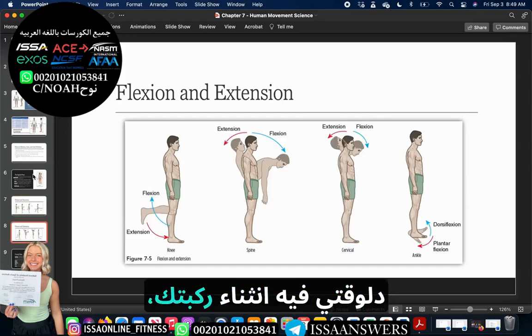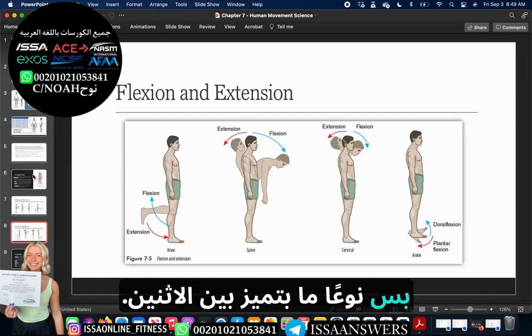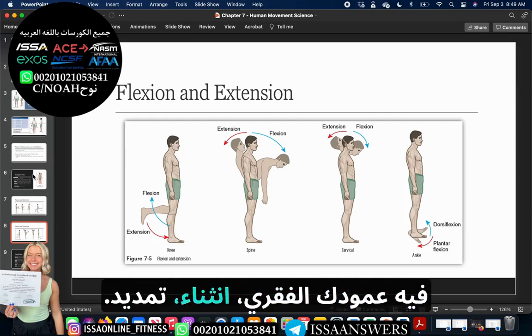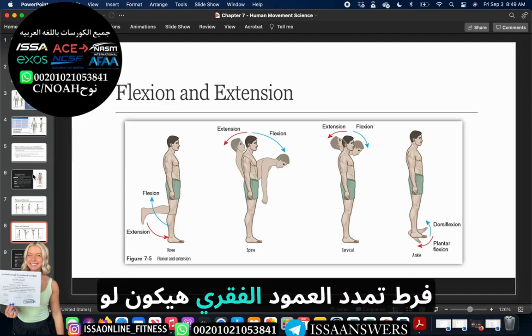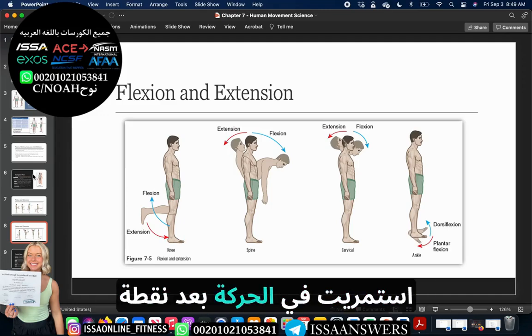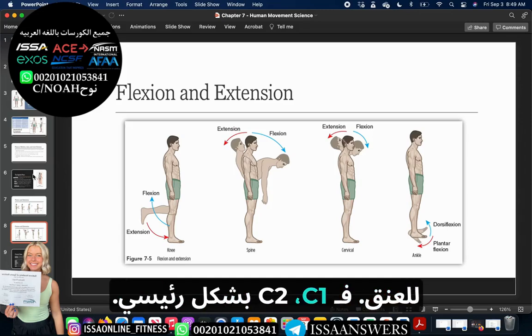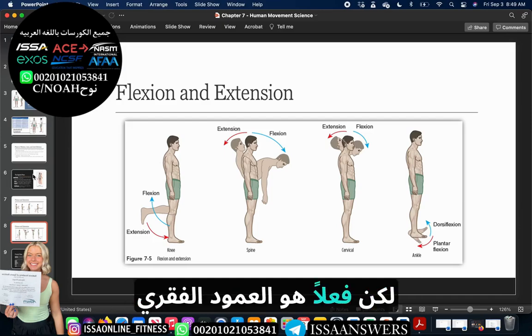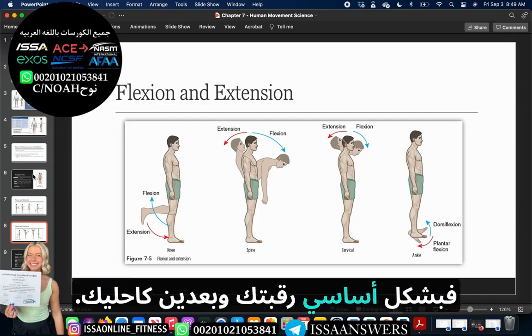Now, there's the flexion of your knee, which is slightly different, and the extension of your knee. So again, just differentiating between the two. There's your spine flexion and extension. Now you're like, well, that's hyperextension. Well, no, hyperextension of the spine would be if you keep moving beyond that extension point, and that becomes more of a challenge. Cervical, so C1, C2 predominantly, but really it's the whole cervical spine that we would have flexion and extension for. So basically your neck.